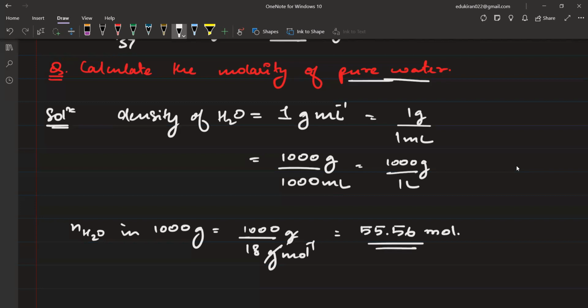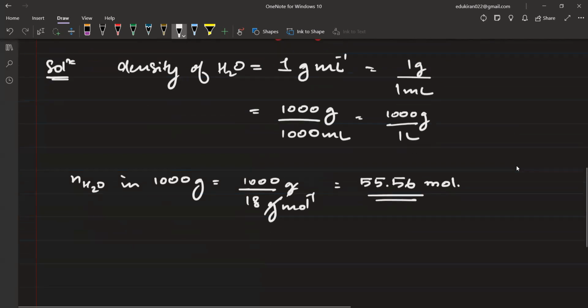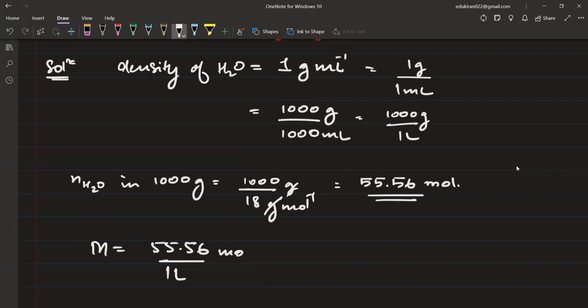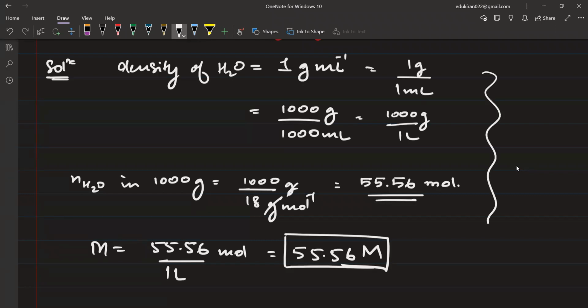Now, this is the number of moles in 1 liter of water. That is why the molarity of water is equal to 55.56 in 1 liter. So this is the molarity of water, which is 55.56 capital M. Okay, so please remember this value 55.56. When you are writing this down, please try to understand whatever we have done here. It's not very tough.